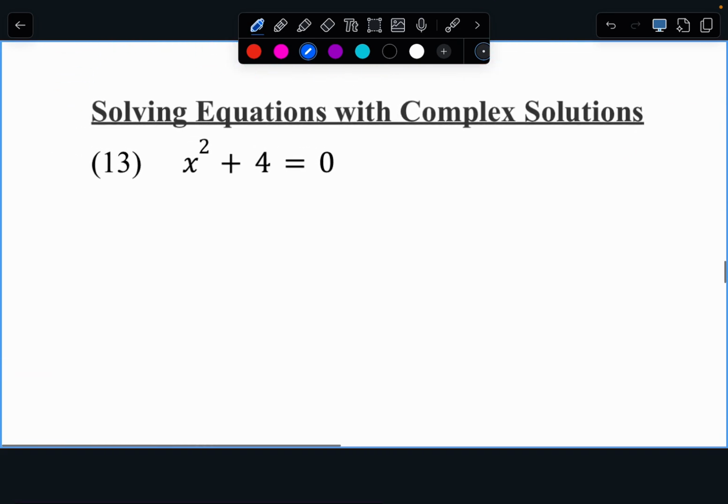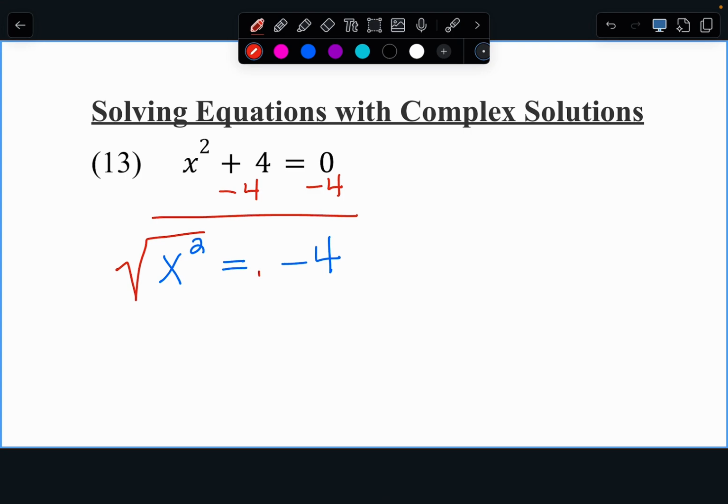Now, here's an example of something that will give me a complex solution, meaning it's going to be imaginary. Because there are no other x's or anything else in this, what I can do is get x squared by itself. Subtract 4, subtract 4. x squared equals negative 4. We okay with that step? How do I get rid of x squared?